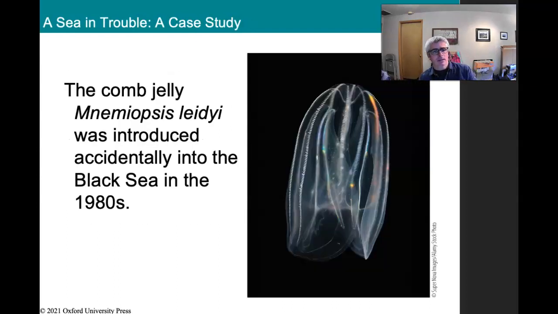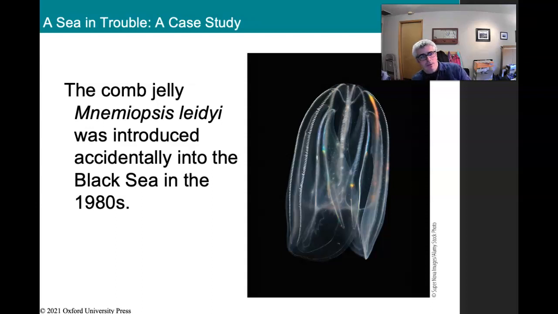This is an interesting story of this comb jelly. I forget, I was going to look up how to pronounce it. I think the M is silent. I think it would be Nimiopsis. I'm going to call it Nimiopsis. I'm terrible at species names.